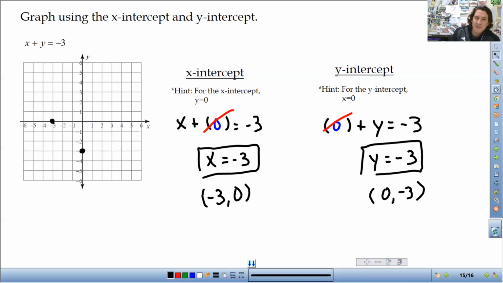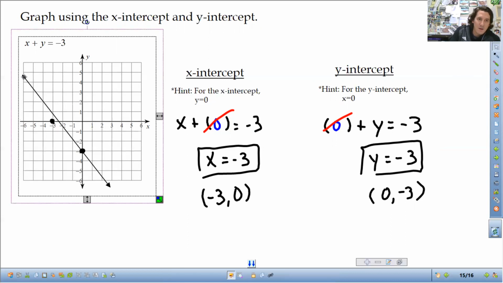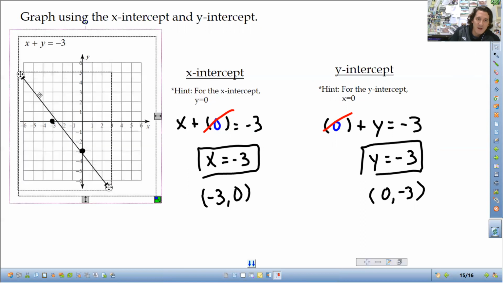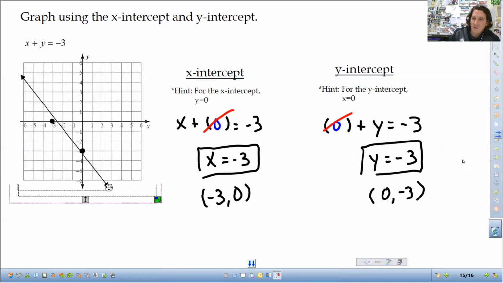Once I have the 2 points, connect the 2 points with a straight line. That line should go through both points. That's good enough right there.